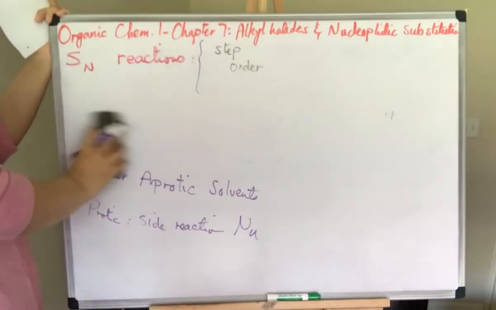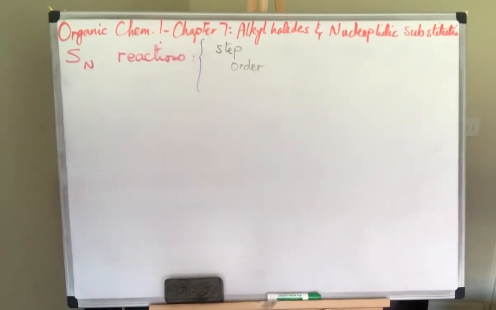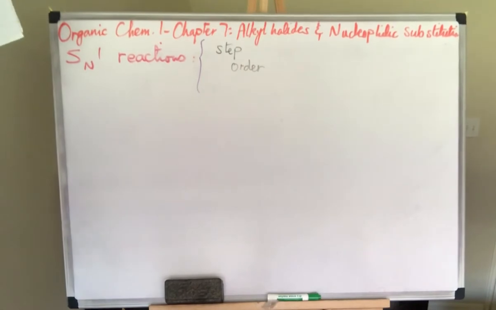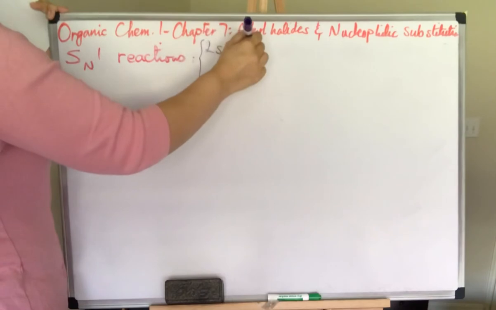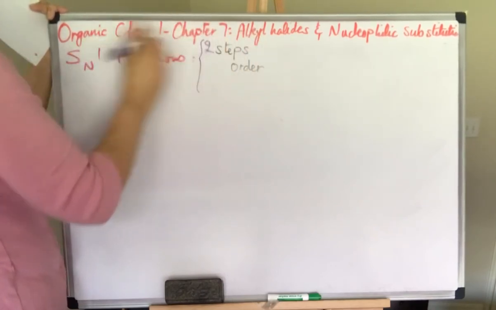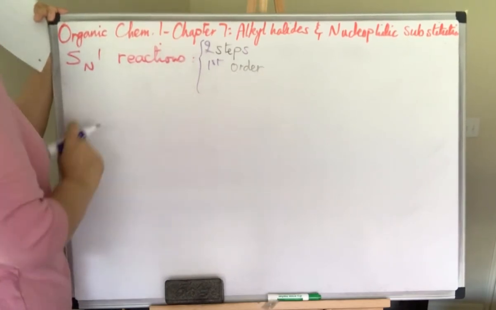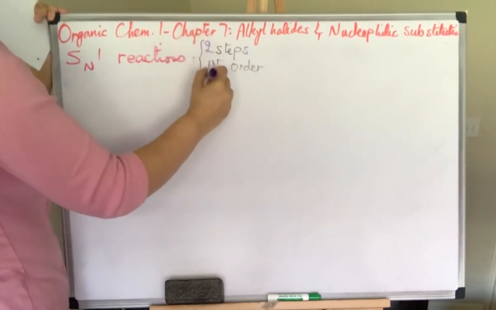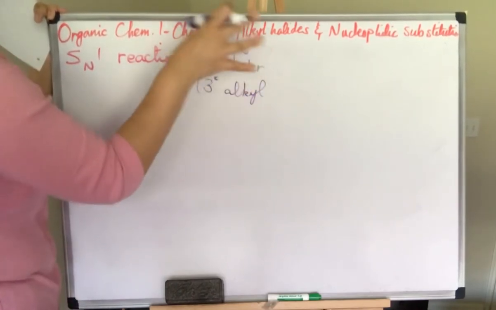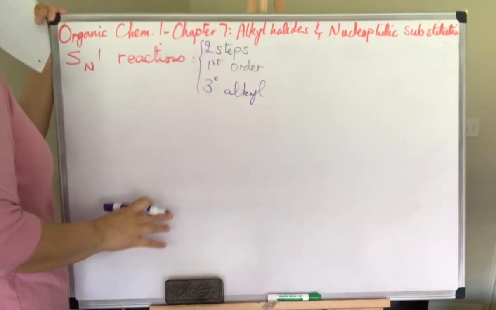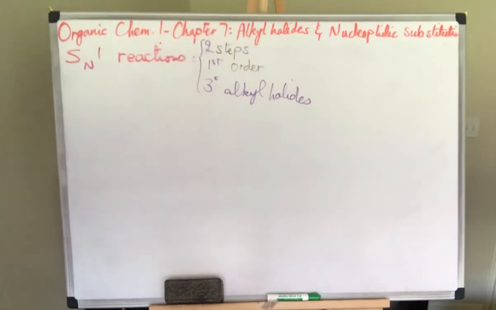SN1 reaction is totally different from SN2. Again, the facts. It happens in 2 steps. And 1 here means first order. We will reach there again when we study the mechanism. And it's suitable for tertiary alkyl halides when the electrophilic carbon is too crowded. So we say it happens in 2 steps.